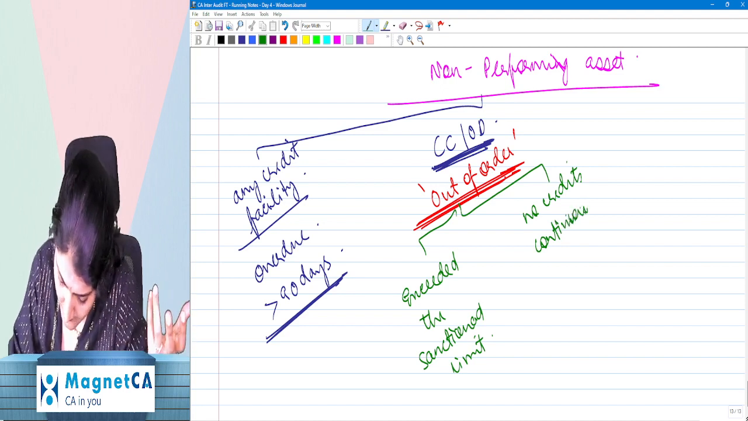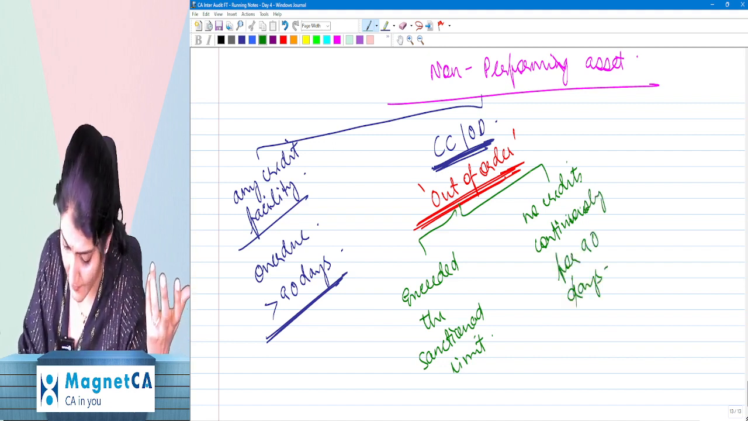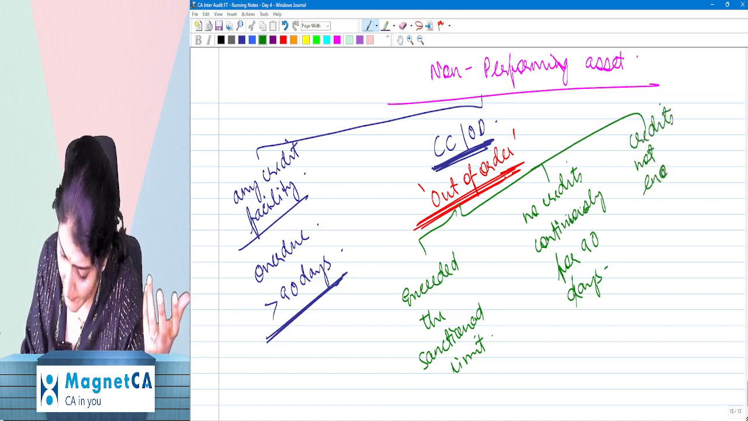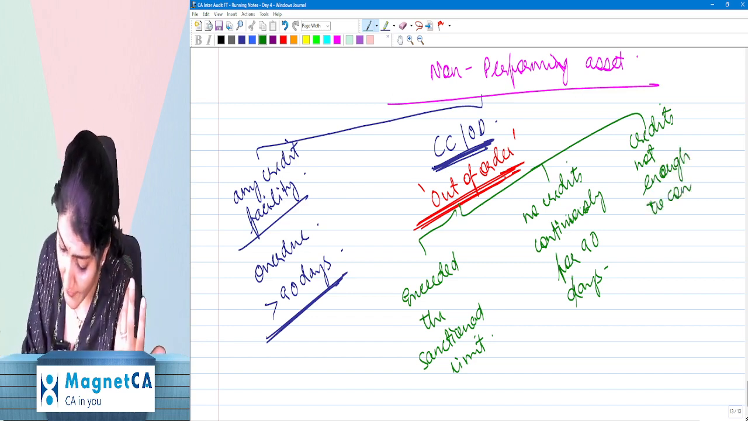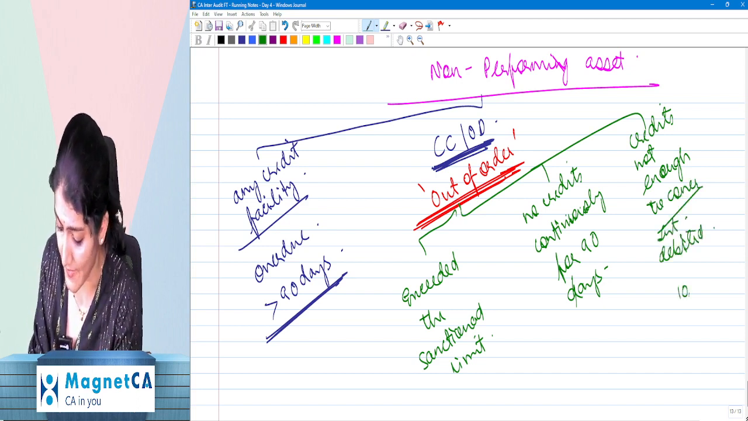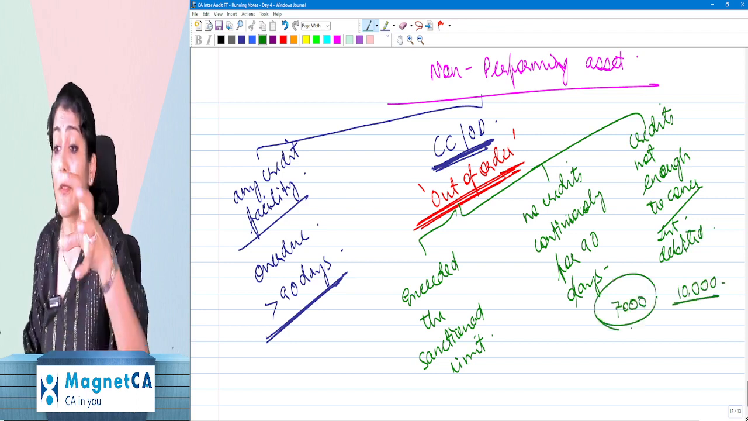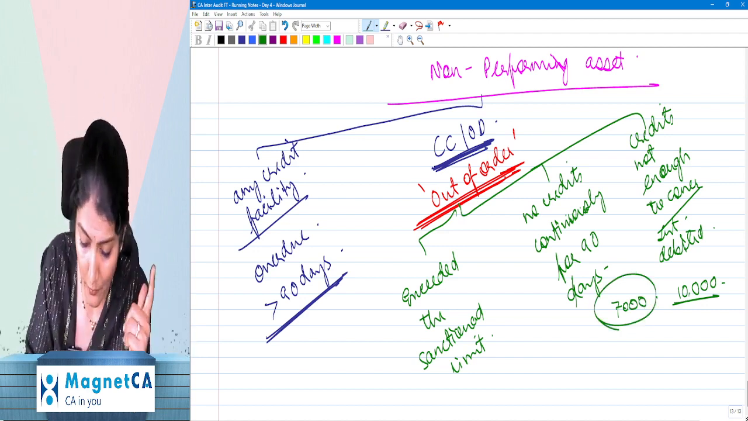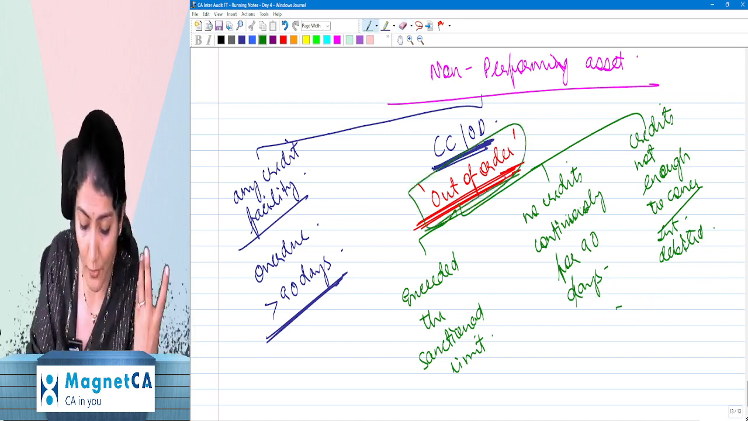Right, so there are no credits continuously for the 90 days, or there are credits, but the credits are not enough even to cover the interest debited during the period. So the interest charge in that period was 10,000, and what you have credited in the account is only 7,000. So even that much is not credited, that is enough to cover the interest debited during the period. Again, it says you become a CC, overdraft, out of order status. It gets the out of order status.